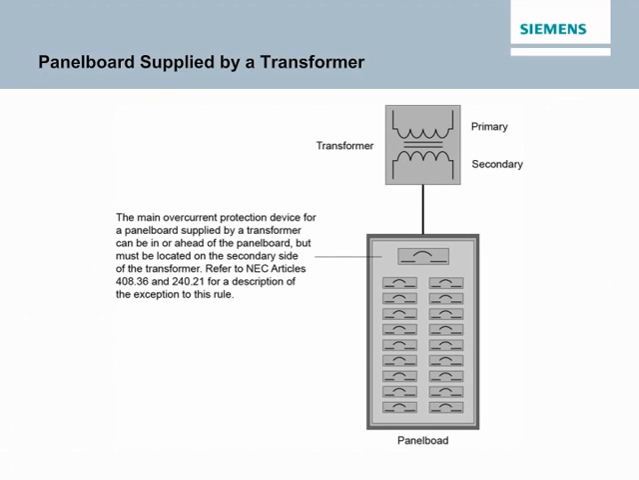Frequently, a panel board is supplied by the secondary of a transformer. When this is the case, according to NEC Article 408.36, overcurrent protection for the panel board must be provided on the secondary side of the transformer. The overcurrent protection device can be installed either ahead of or in the panel board. The NEC Article 408.36 provides an exception to this rule. Refer to this article and NEC Article 240.21 for additional details.